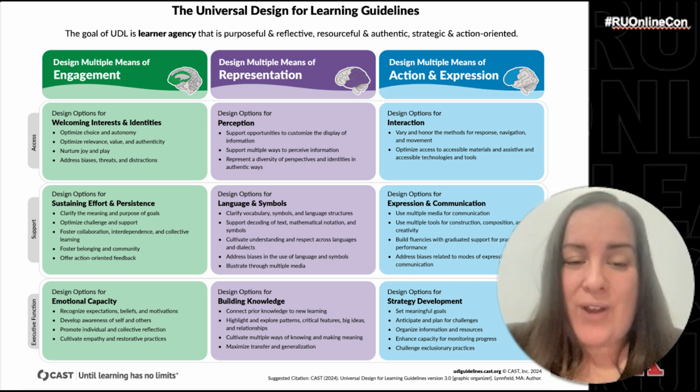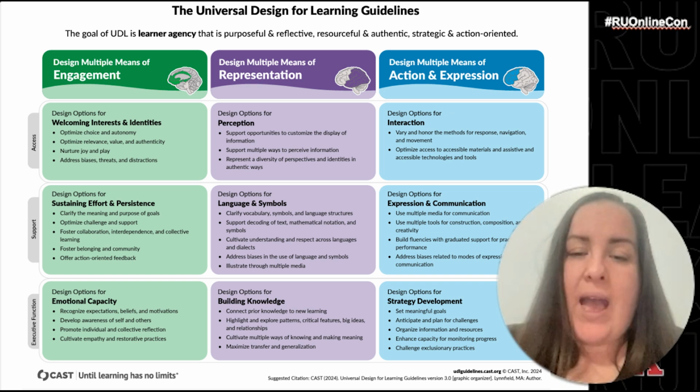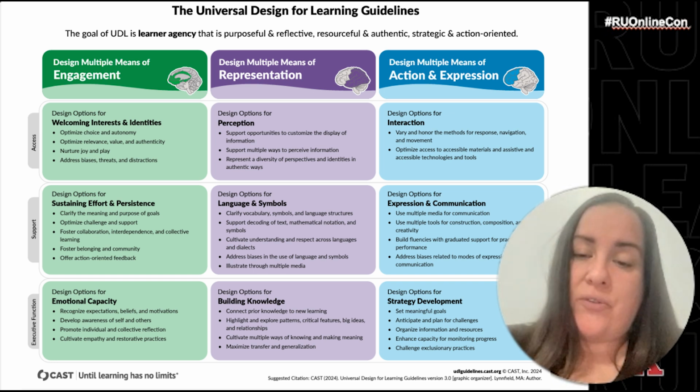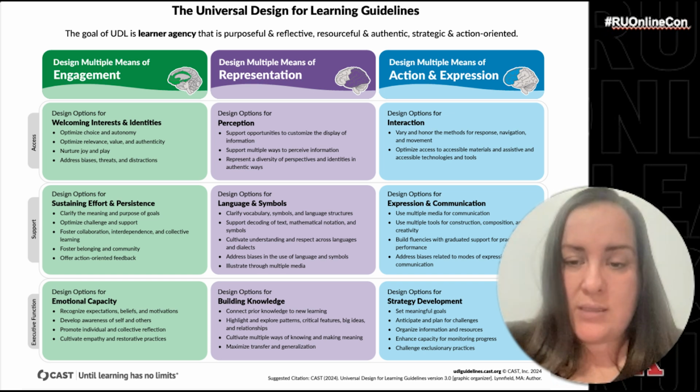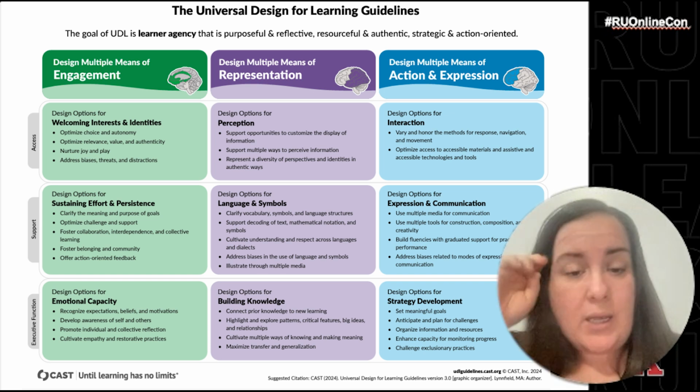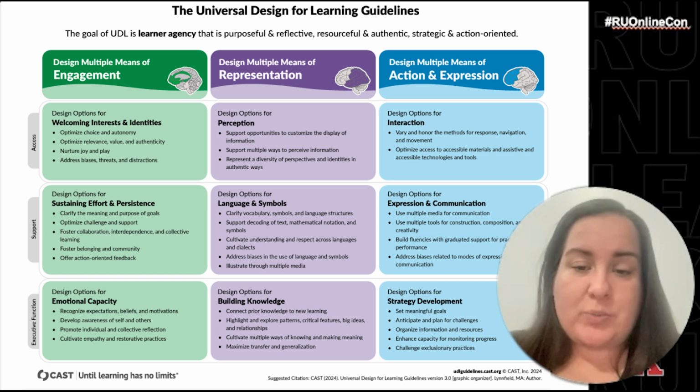Action and expression, in the blue column, are considered the how of learning. It centers on providing learners with multiple ways to demonstrate what they know and express their understanding of the content. This component of the framework emphasizes that learners have different strengths and preferences on how to engage with tasks. This could be through writing, speaking, and drawing, or other forms of expression.